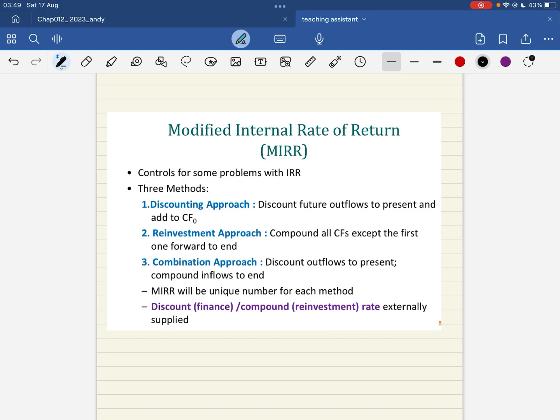So as to solve the problems with IRR, we have three methods. The first method is the discounting approach. We discount the future outflows to present and add them to CF0. The second method is the reinvestment approach. We compound all the CFs except the first one forward to the end. And the third is the combination approach. We discount outflows to present and compound inflows to the end.